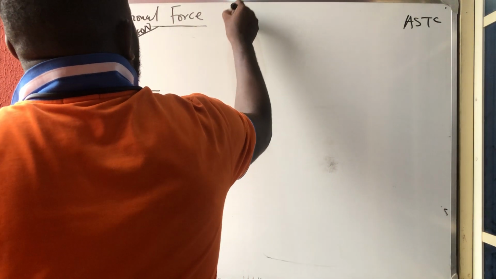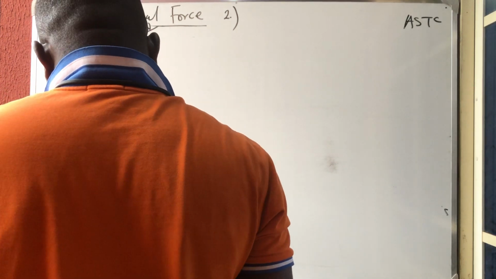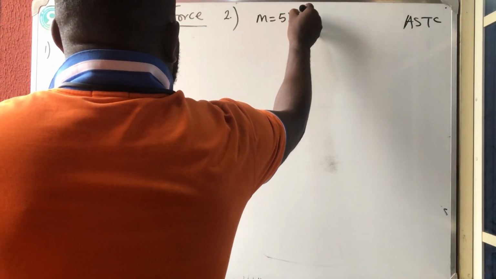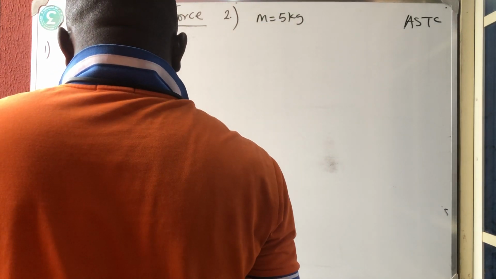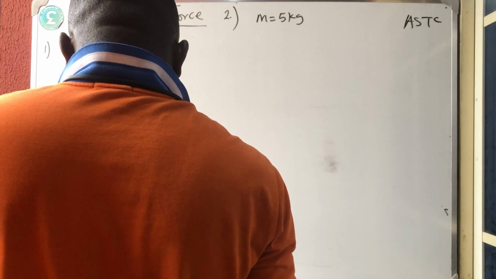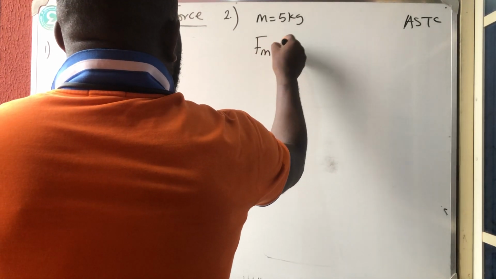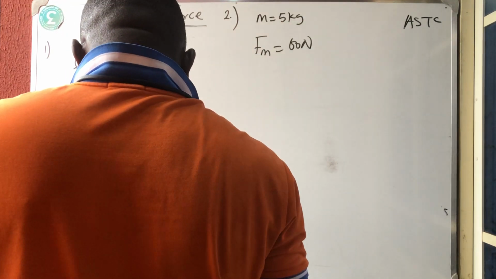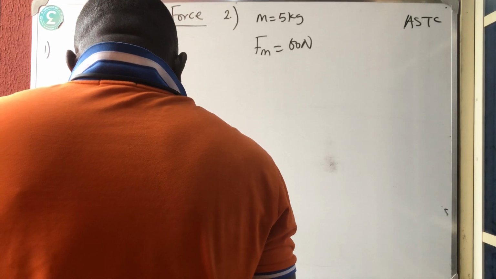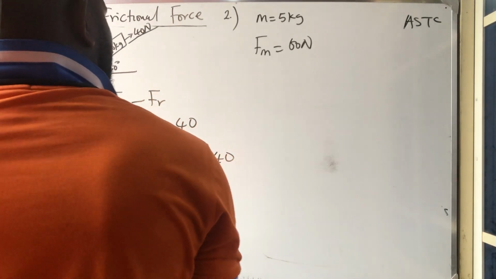Number two says a stationary block of mass 5 kg is set in motion by a force of 60 newton. So the moving force is equal to 60 newton. They now say the object attains a speed of 9 meters per second in t seconds. Find t. Very, very simple.